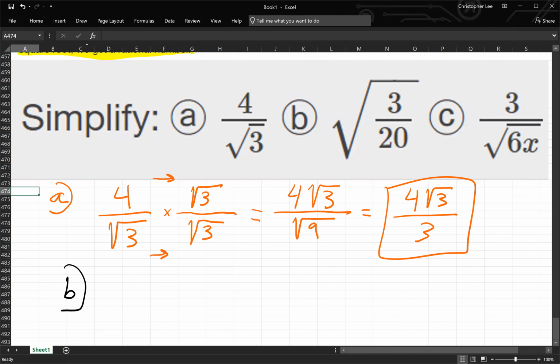How about B? B doesn't look too bad. This is square root 3 over 20. From the last example, what are we going to do? Not reduce it yet. I'm going to put it over the radical individually: radical 3 over radical 20. Now you have two options here. I could multiply by radical 20 over radical 20, or you could reduce the radical 20 and then multiply by the radical that's there. Which would you like to do? The second one? All right.